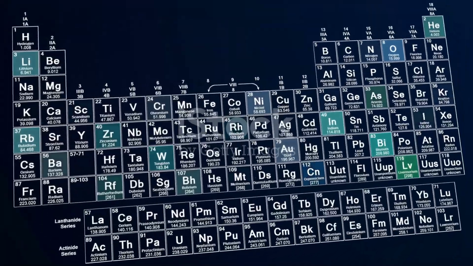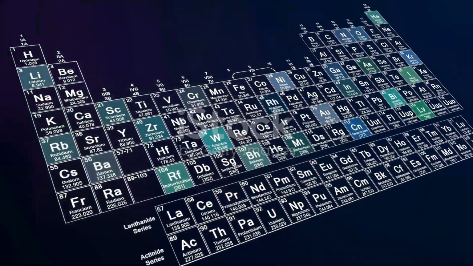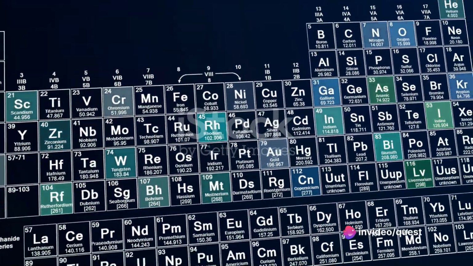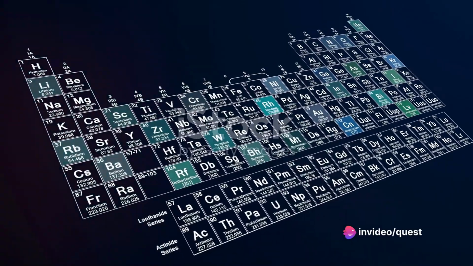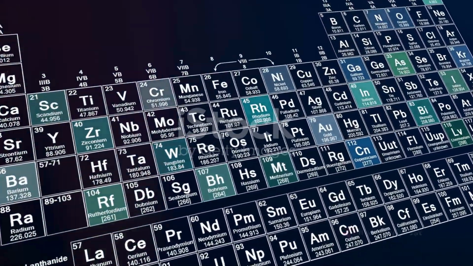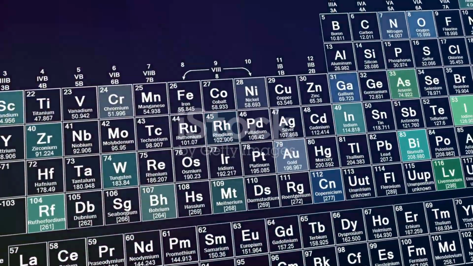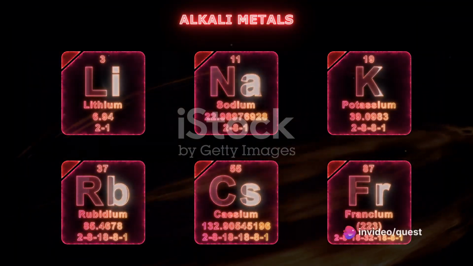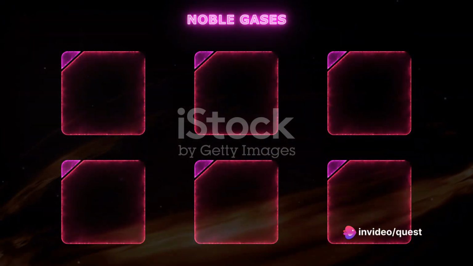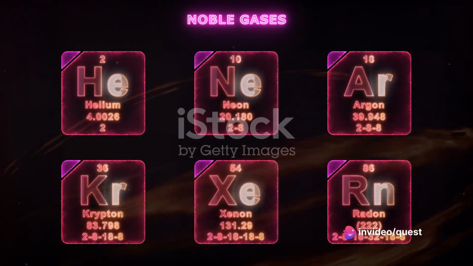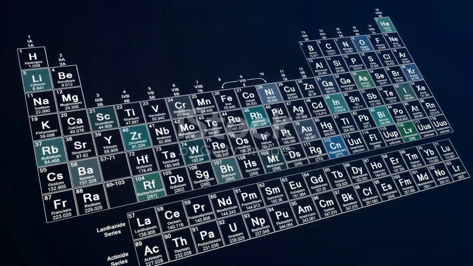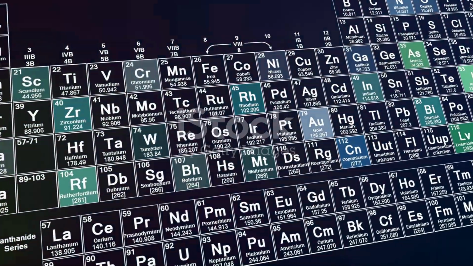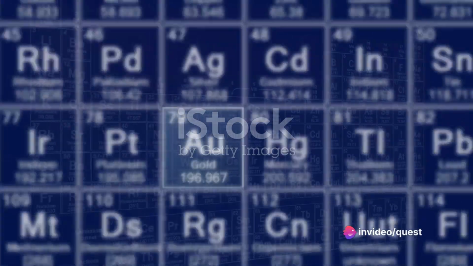Elements within the same group or column usually have similar properties because they have the same number of valence electrons. This is quite handy, as an element's chemical properties can often be predicted just by knowing which group it belongs to. For example, Group 1 elements, also known as alkali metals, are highly reactive metals. On the other end, Group 18 elements, or noble gases, are known for their low reactivity. So you see, once you understand how the periodic table is organized into periods and groups, you have a key to decipher the behavior of elements.